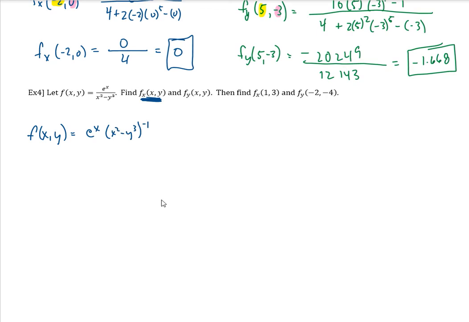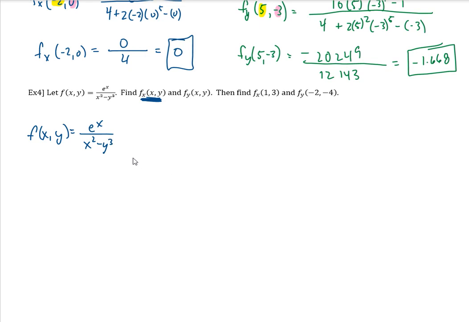Okay, so I'm using the power rule. I'm not too sure which is better. Okay, so my bad. So this is an option if you wanted to try to do that. That works just fine. But no, I'm going to go back. I'm going to rewrite it so I can mark things up. So f of x, y is equal to e to the x over x squared minus y cubed.